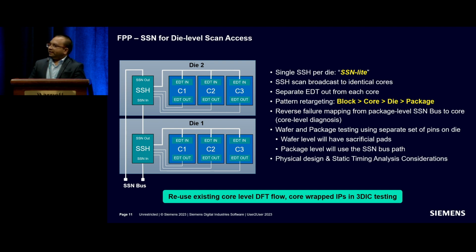And we can do pattern retargeting from block to top to die to the package using this method. And we can reuse our IP, which is built with the hierarchical test, with traditional EDT as is. There is no need to change there. So basically this use of SSN has allowed us to speed up our development to support the 3D ICs which are going on right now in our product lines, without making wholesale changes to incorporate every bit of SSN, which is quite a lot of work for our flow.